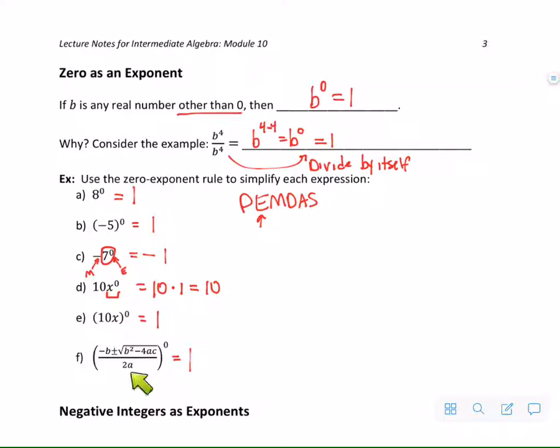Have you guys seen that before? That's the quadratic formula. Yep. We'll cover that later.